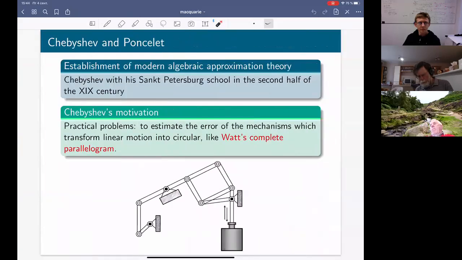So I would like now to go back to history and see how Poncelet theory and the Chebyshev polynomials fit together. Chebyshev with his St. Petersburg school established the modern algebraic approximation theory in the second half of the 19th century. His motivation was practical: to estimate the error of the mechanism which transforms linear motion into circular. And here is an illustration of one such mechanism.